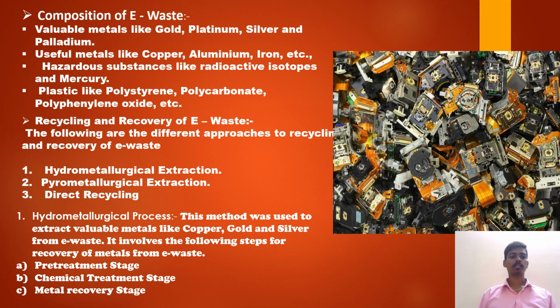Composition of e-waste: valuable metals like gold, platinum, silver and palladium. Useful metals like copper, aluminum, iron, etc. Hazardous substances like radioactive isotopes and mercury. Plastics like polystyrene, polycarbonate, polyphenylene oxide, etc.